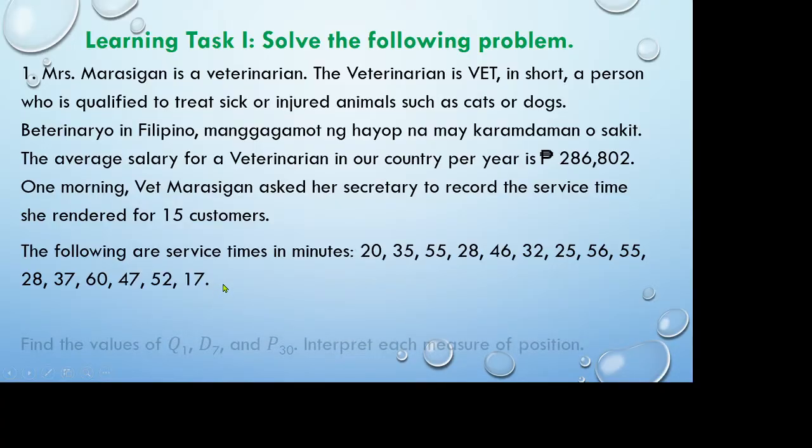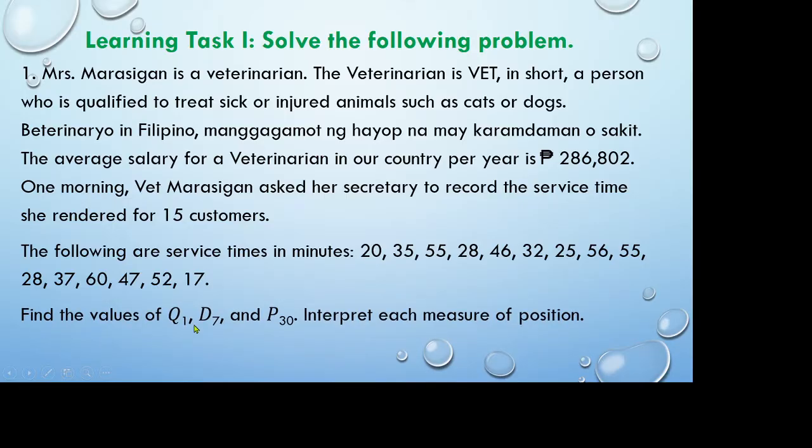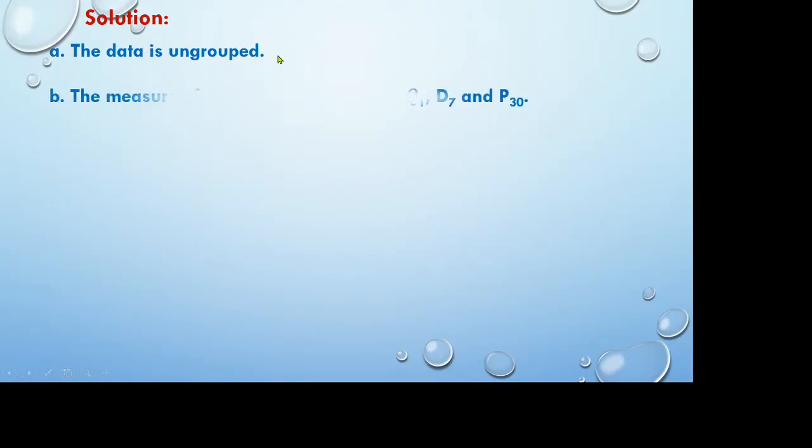So, ito po siya. Ngayon, ang tanong, find the values of Q sub 1, D sub 7, and P sub 30. Interpret each measure of position. So, una natin dapat alamin ay kung anong type of data ito. So, ito po ay ungrouped data. Siyempre, 15 lamang po ang given scores. And then, pangalawa ay kung ano yung ating sosolvin. So, those are Q sub 1, D sub 7, and P sub 30.